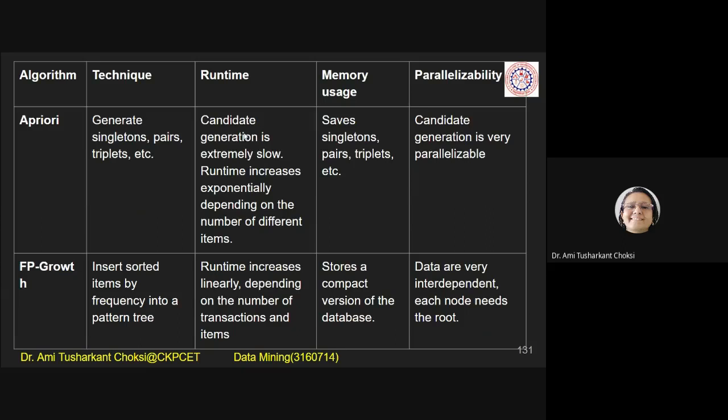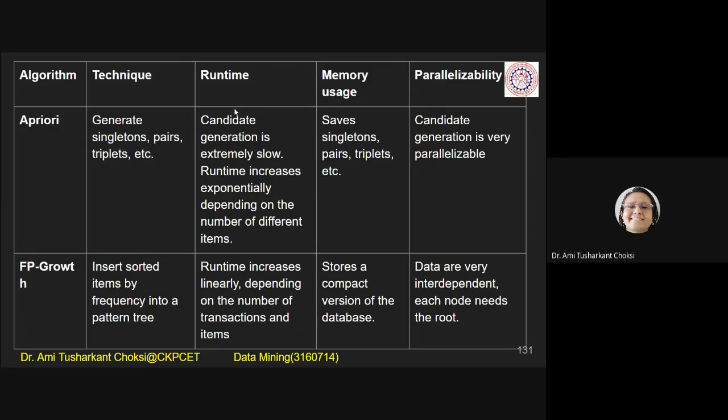For runtime, what do we see? Let us first check out FP growth. What we see is: insert sorted items by frequency into a pattern tree. What is the technique? Here we consider one item set, two item set, three item set. That way we consider. What do we consider for FP growth? We consider insert sorted items by frequency in the pattern tree. Fine. Now, what do we say about the runtime?